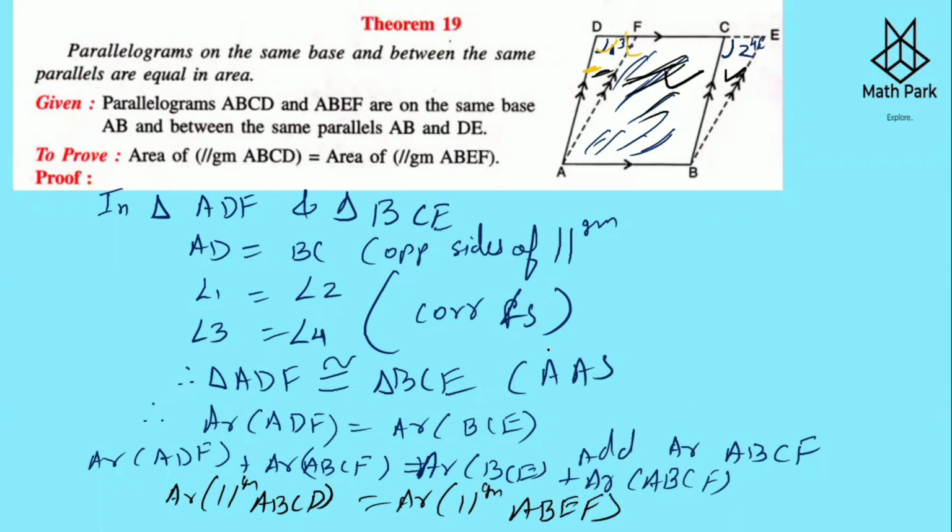Got that? Triangles congruent by AAS. Congruent triangles have equal areas, and we just added this common part. Our first theorem is done.